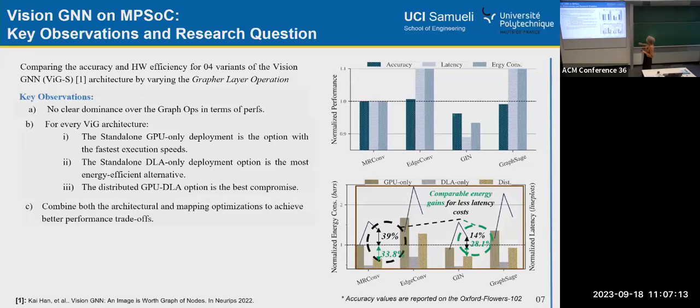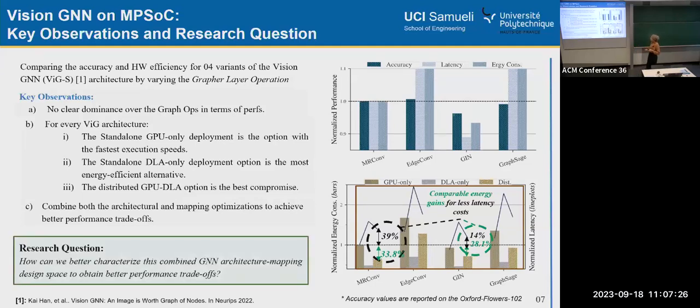More importantly, by combining GNN graph optimizations and deployment options, we can also have a better trade-off in terms of accuracy, latency, and energy consumption. So our final research question is now, how can we better characterize this combined GNN architecture and mapping design space to obtain better performance trade-offs?